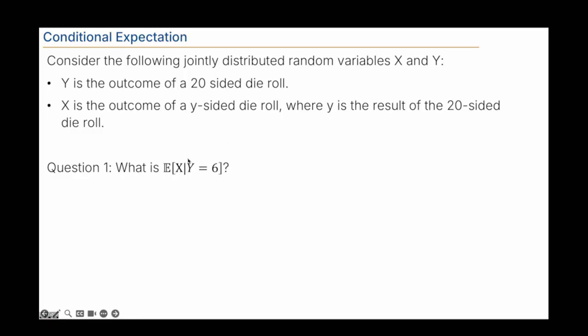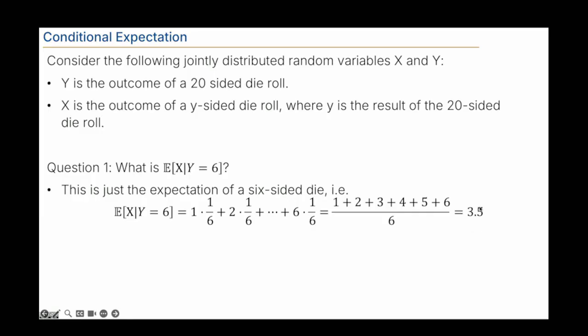Okay, so what is the expectation of x if y is 6? It's on the board over there. So if the 20-sided die roll comes up 6, we roll a 6-sided die. What's the expectation in this case? It's the expectation of a 6-sided die, which is 3.5. You could write it all out. I wrote it on the board, so I could say there's a 1/6 chance it's a 1, 1/6 chance it's a 2, and so forth. That's 1 plus 2 plus 3 plus 4 plus 5 plus 6 over 6, 3.5.